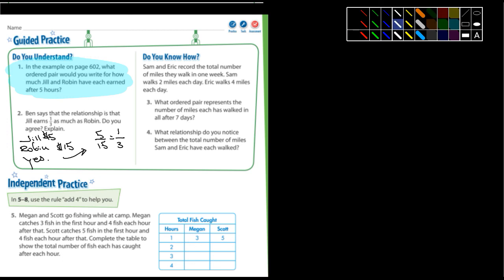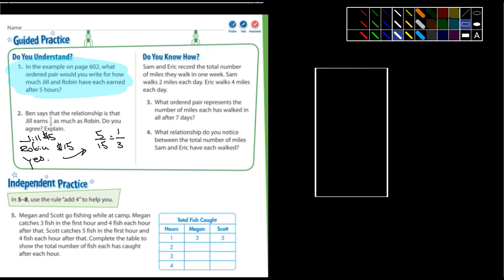Well, let's make a graph here, okay? And this is something you would do on your paper. I'm going to split it right down the middle, or close to the middle, and then draw some lines separating 7 days.